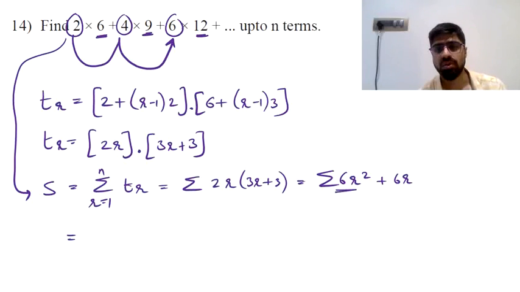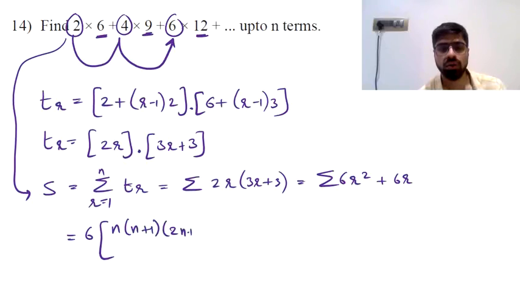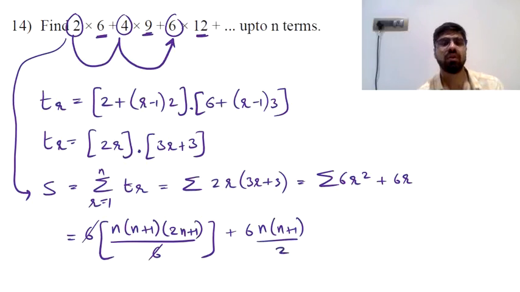So this will be equal to summation of 6r square. 6 comes out, so 6 into summation r square will be n plus 1 into 2n plus 1 the whole divided by 6. That 6 gets cancelled, plus we have 6 into summation r. So 6 into n plus 1 divided by 2. That 2 and 6 get cancelled, giving you a 3 here.